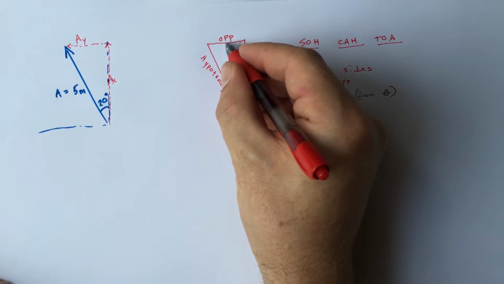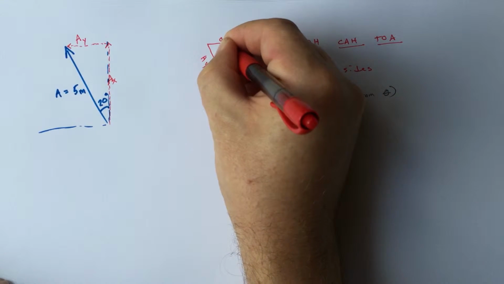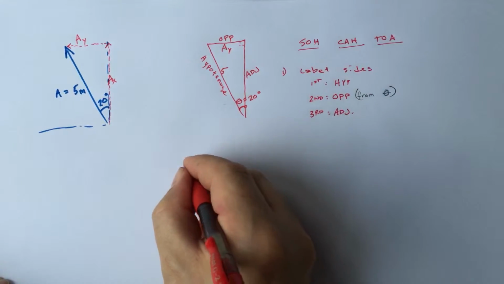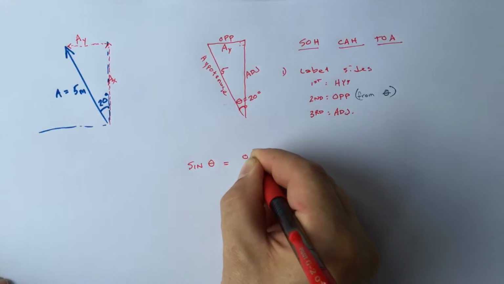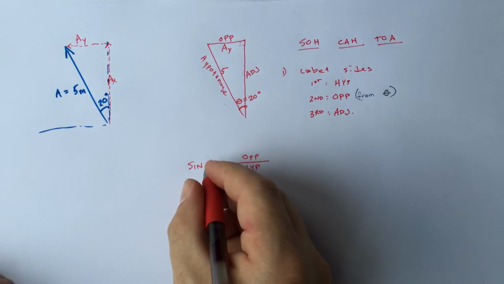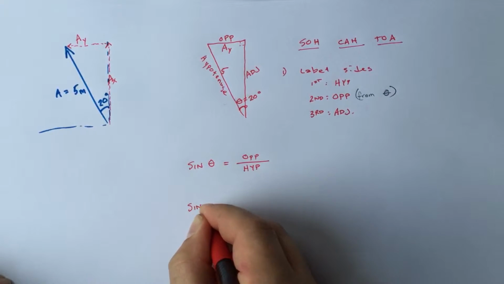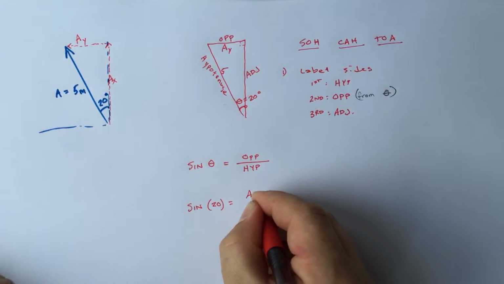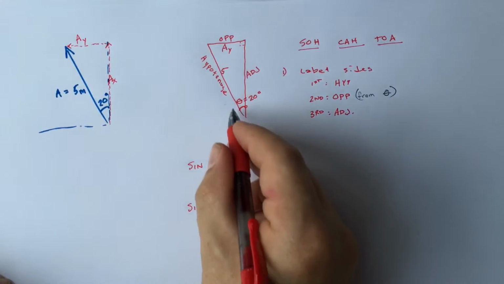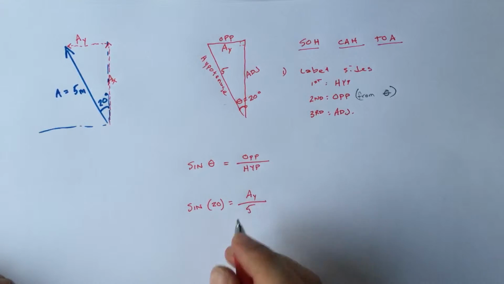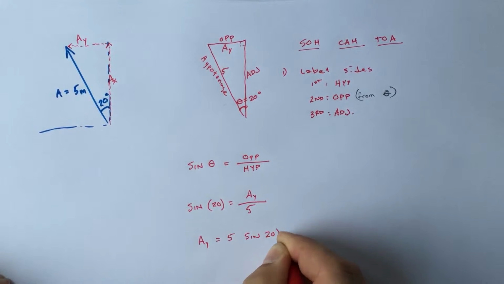I might find the opposite side next. That would be my y component, and I would say that this SOH stands for the sine of theta is equal to the opposite over the hypotenuse, and I know that my theta is 20 degrees, so the sine of 20 degrees is equal to the opposite side, which I'm calling AY, over the hypotenuse, which I know is 5 meters. And then I can solve this: 5 times the sine of 20 is equal to AY. So AY is equal to 5 times the sine of 20 degrees.